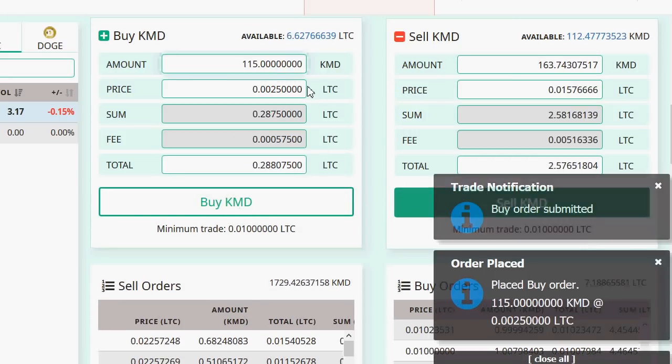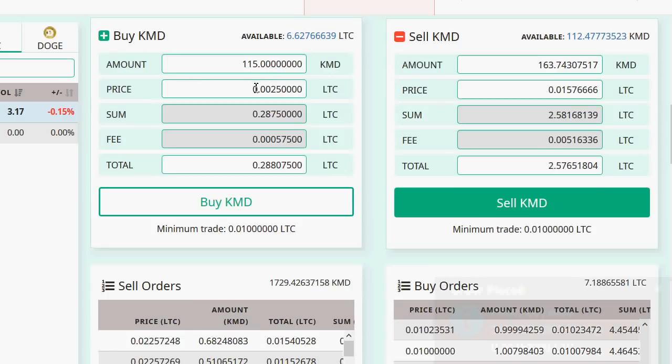So in case one of those moves occurs, if it can hit this number or lower, then I'm going to have 115 Komodo. The price action is going to be like 20,000, 18, 17 or whatever, or 18, 19, 21. And I'm going to be able to sell it immediately.